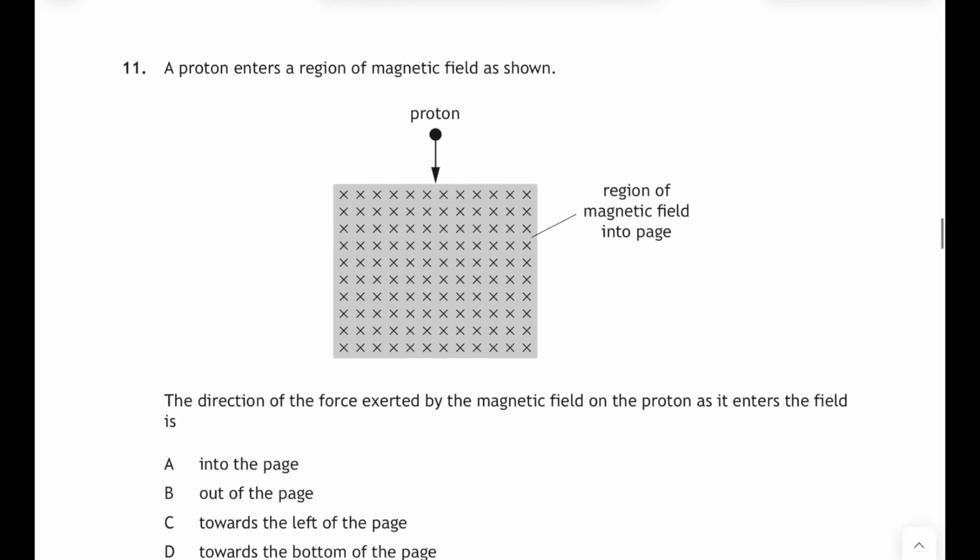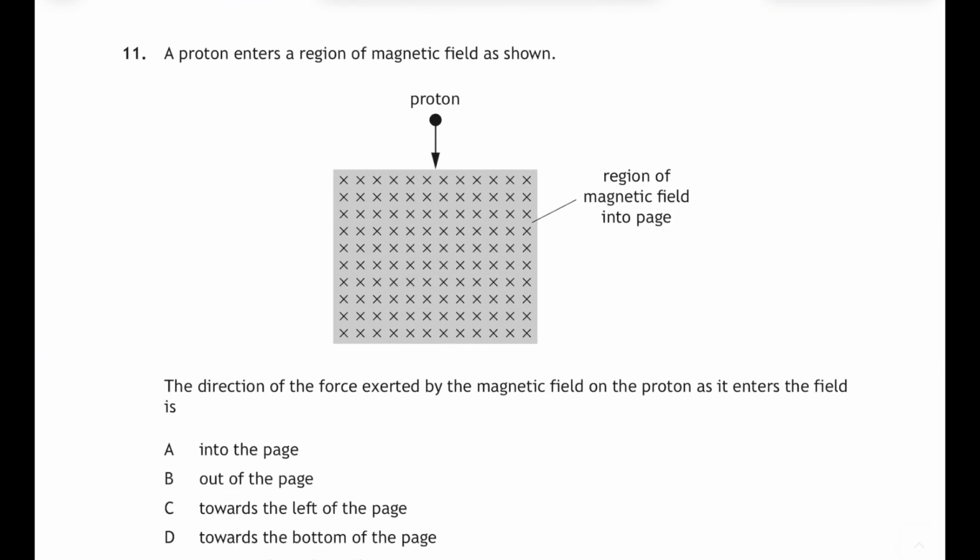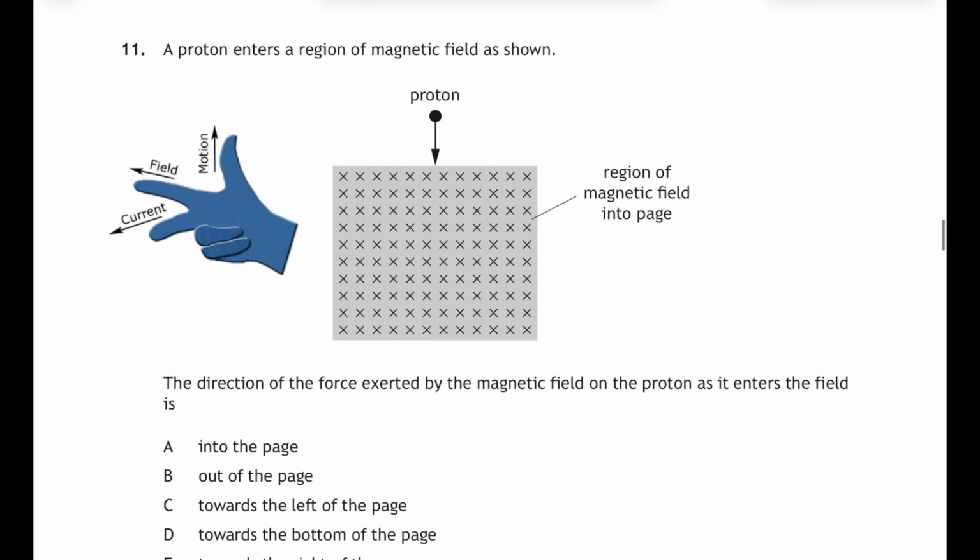Question 11. A proton enters a region of magnetic field as shown. And we are asked for the direction of the force exerted by the field on the proton as it enters the field. Well, we're going to need a right-hand rule here, bearing in mind that the right-hand rule is for a negative charge entering a magnetic field, and also we're told that the magnetic field is acting into the page.